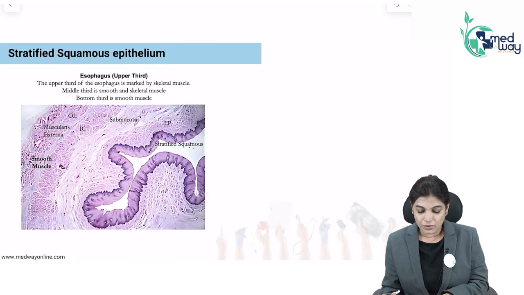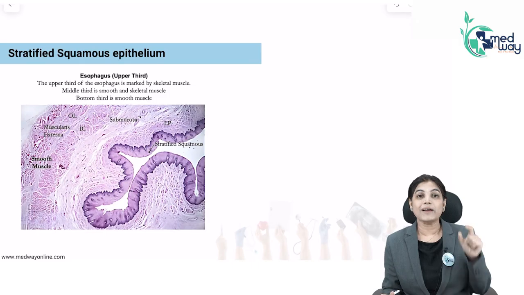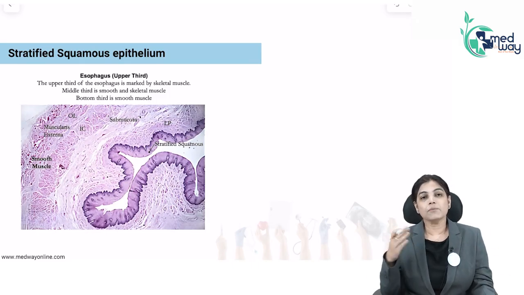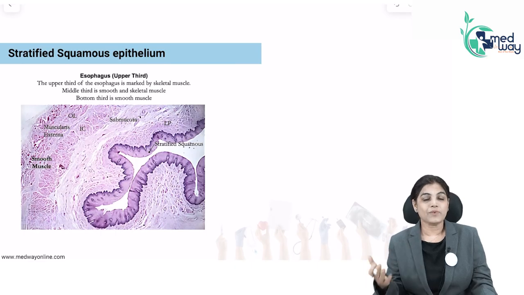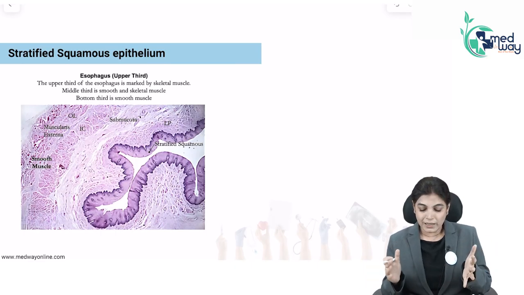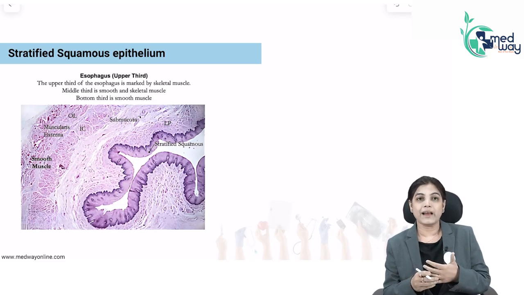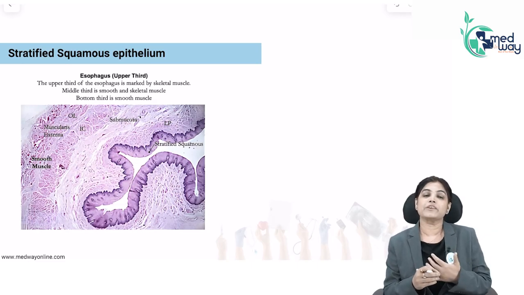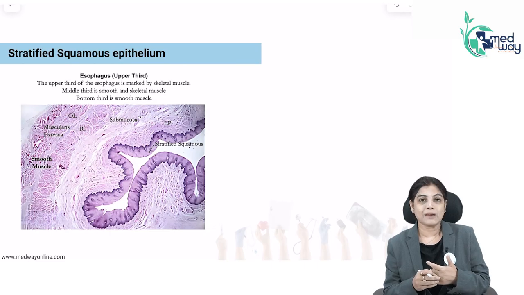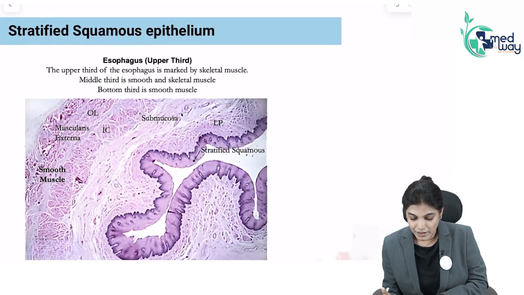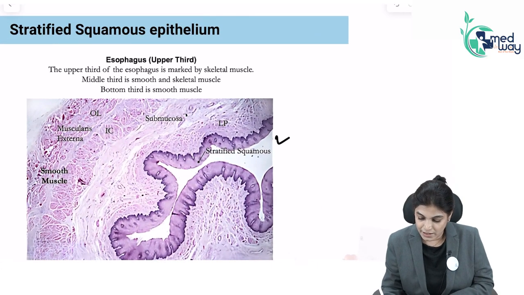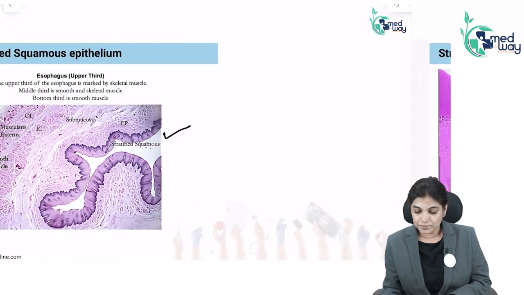Now, I would like to show you an example of stratified squamous non-keratinized epithelium. It means there are multiple layers of epithelium and it is stratified squamous. Squamous is the most prominent outer layer, but it does not have keratin deposit. We have multiple locations in our body where we have this type of epithelium. One example is the esophagus. You can see this is a stratified squamous, multiple layered epithelium, and it is present in the esophagus.